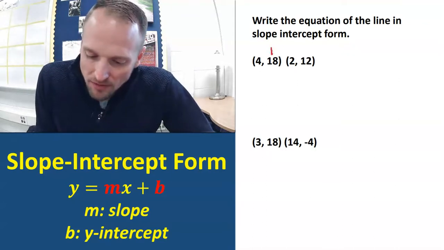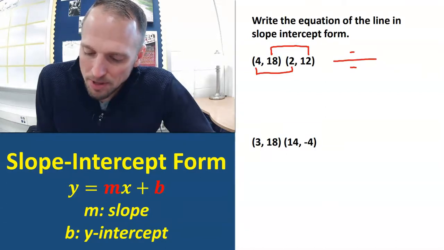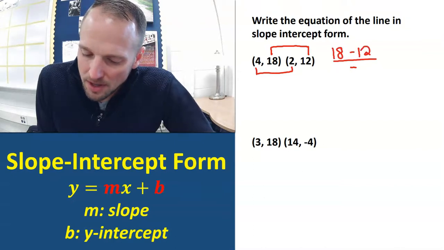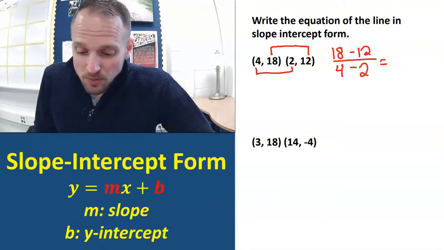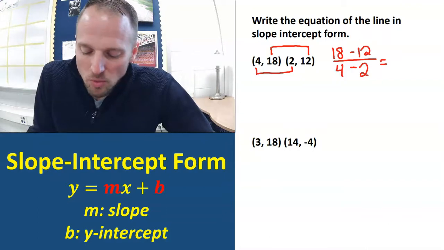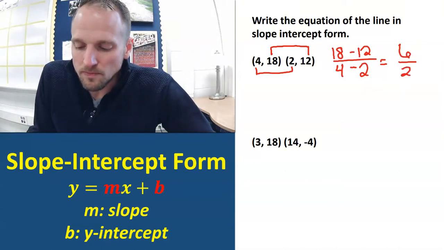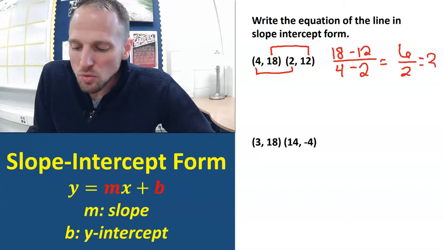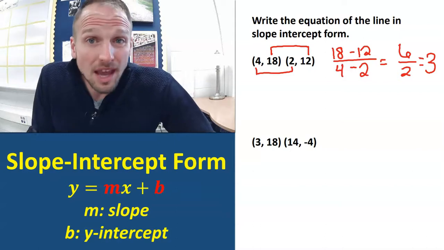What we're going to have to do is find the slope between these 2 points. So remember, y's go on top, x's go on the bottom. So I've got 18 minus 12 on top and 4 minus 2 on the bottom. Again, we are finding the slope. Y minus y over x minus x. Connecting the y's on the top, the x's on the bottom. And let's see what we have. 18 minus 12 is 6. 4 minus 2 is 2. 6 divided by 2 is 3. So we've just found the slope. That's awesome. That's what the m is.